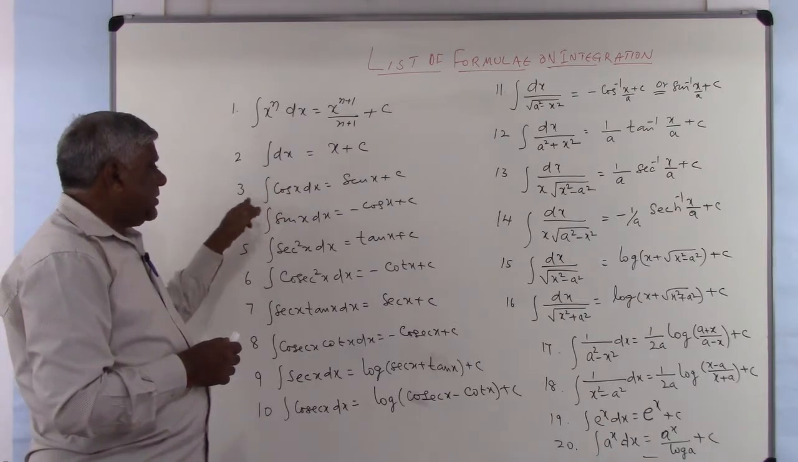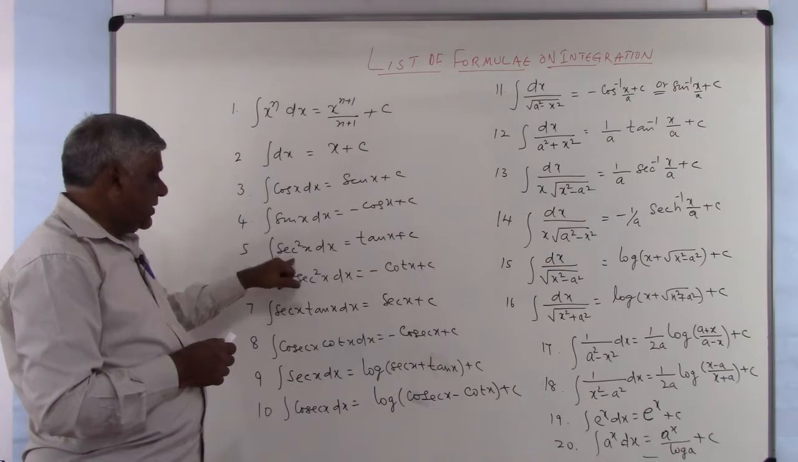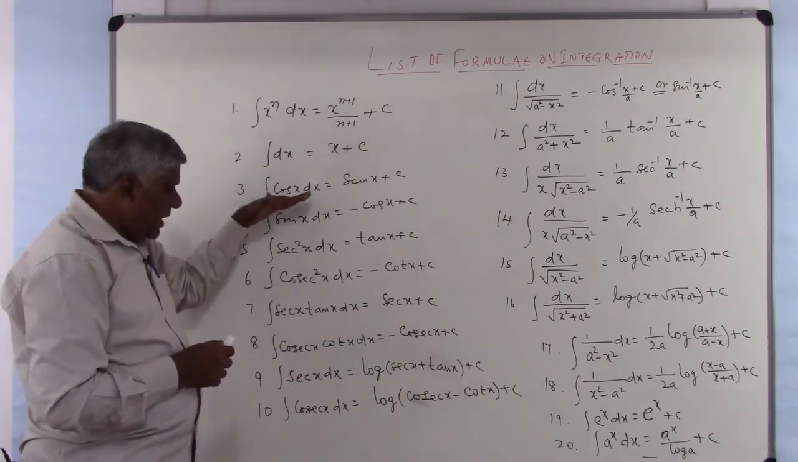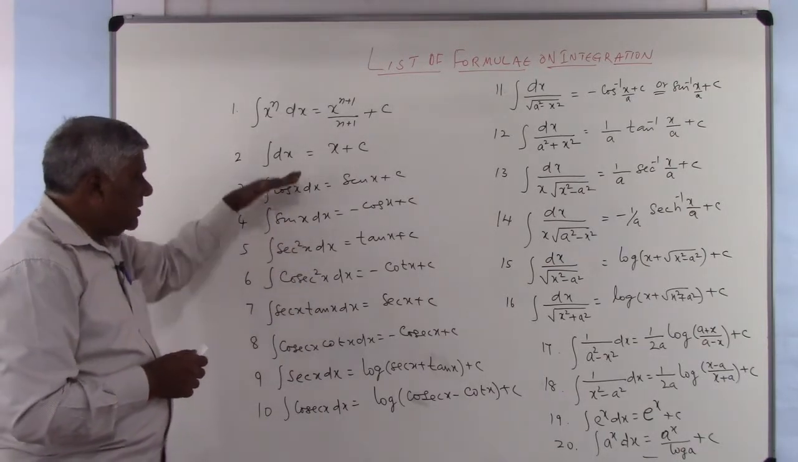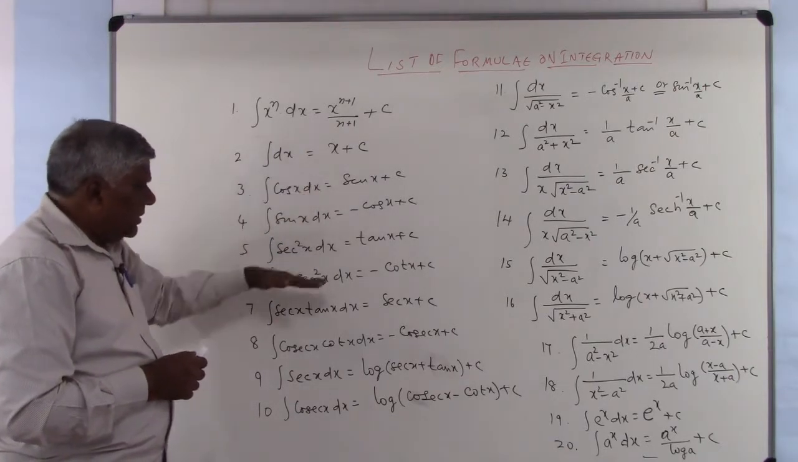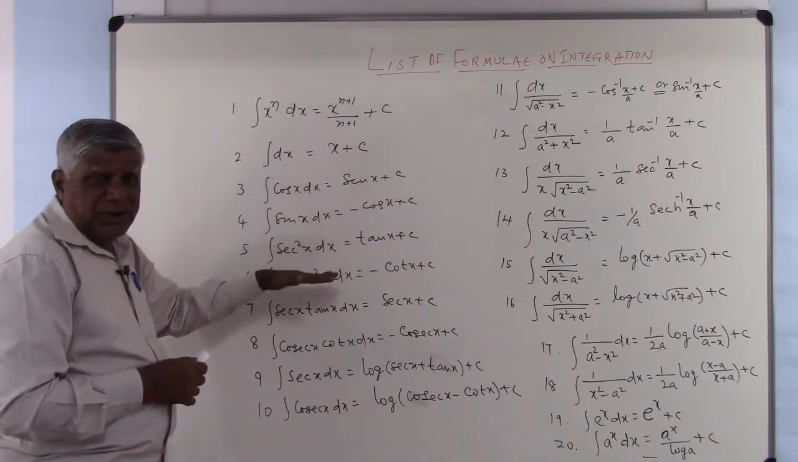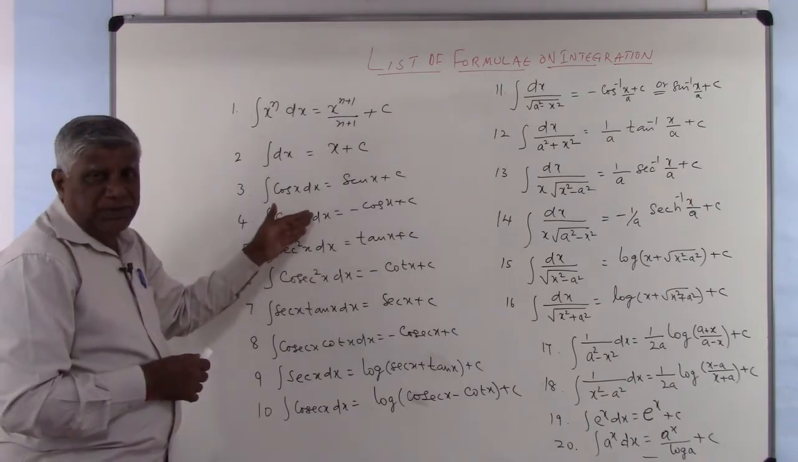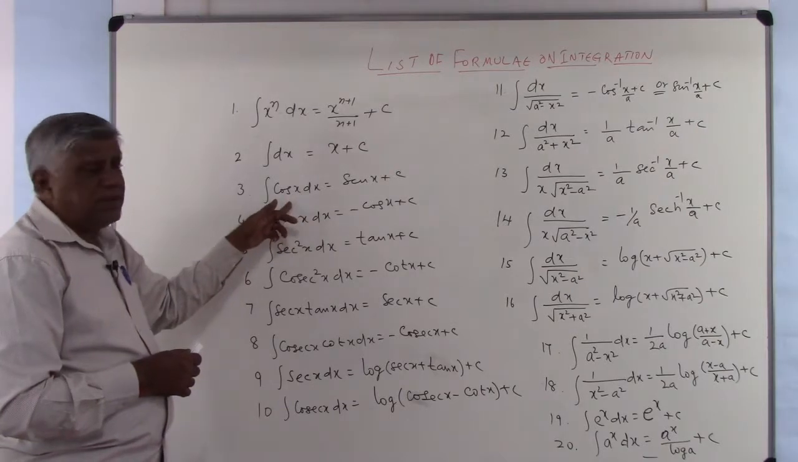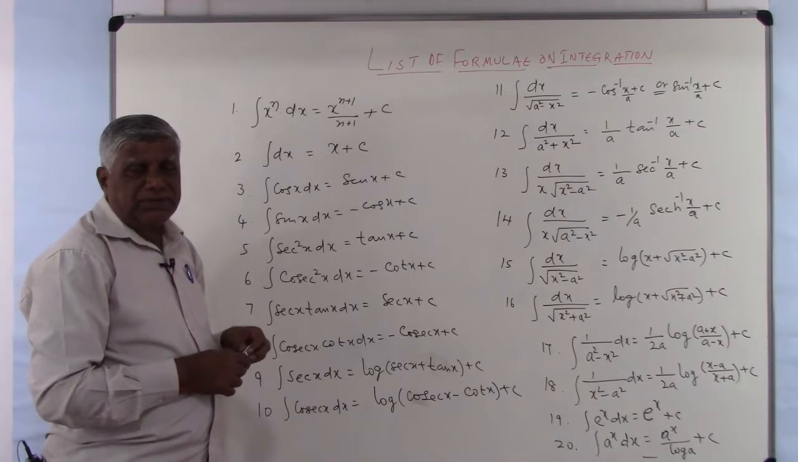And integration of trigonometrical ratios: cos x, sin x, secant square x, cosecant square x, different formulas we have given here. Where exactly these formulas are used, we are going to see in the coming problems. This list of formulas helps us in solving the problems.